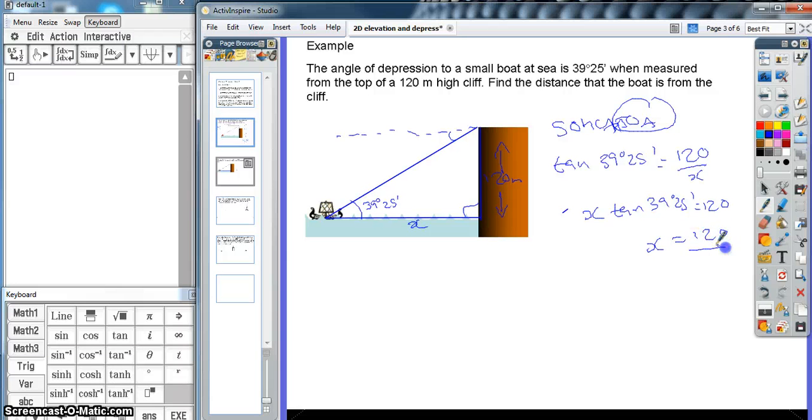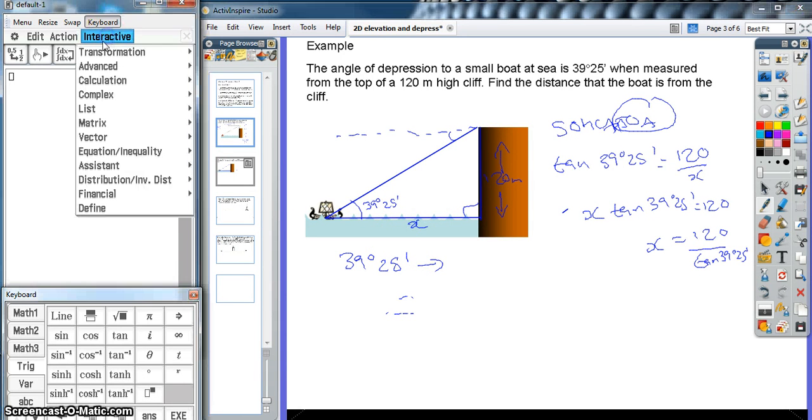Gives us 120 over tan 39 degrees 25 minutes. And you put that in your calculator and work it out. Now, generally, I prefer to work in decimals rather than minutes and seconds, so I'll usually take this and convert it into decimal, do my working out, and then take my answer. If I need to put something back into degrees, minutes and seconds, I'll do that at the end. This is a length, so I won't need to do that.